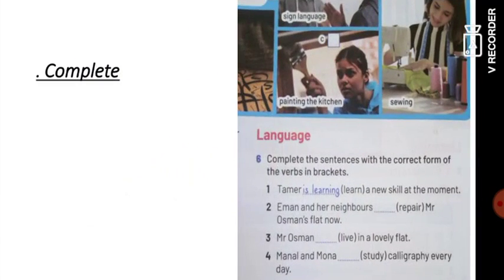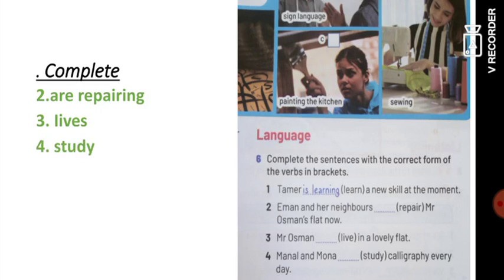Now we'll answer in the student's book, page 15. Complete the sentences with the correct form of the verb. Number one, Tamer is learning a new skill at the moment. Number two, Iman and her neighbor... Number three, Mr. Osman lived in a lovely flat. Yes, lived. Number four, Manal and Mona study calligraphy every day. Yes, study.